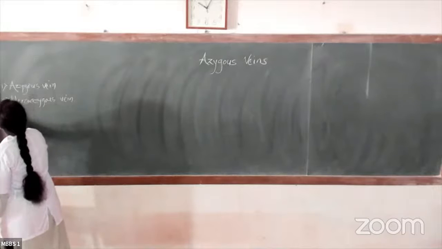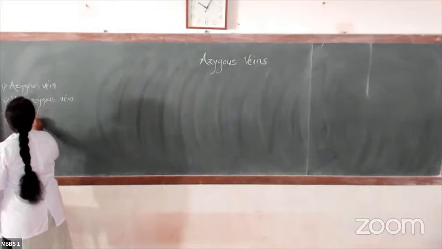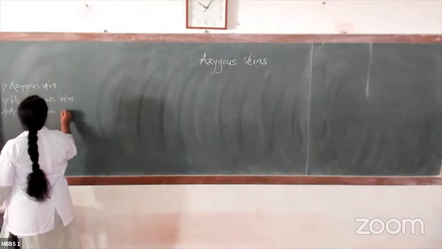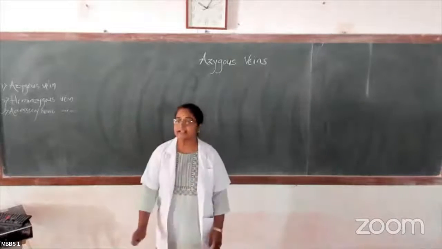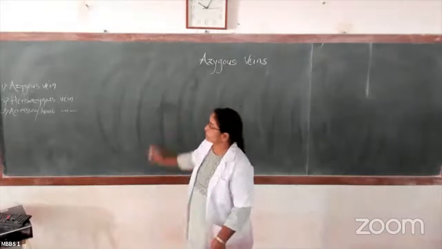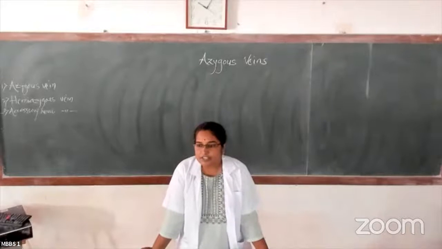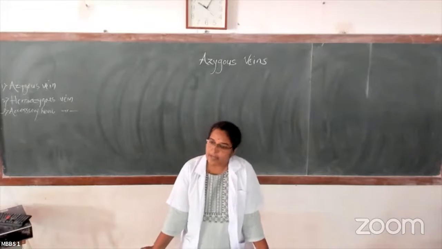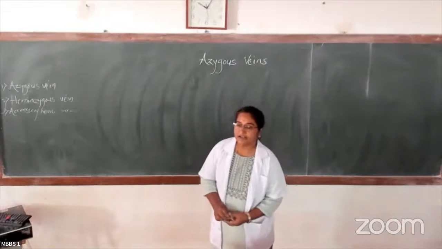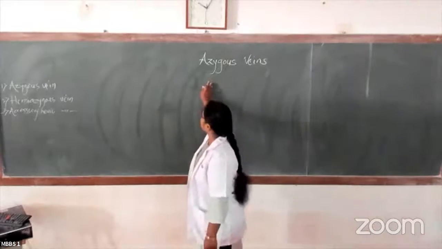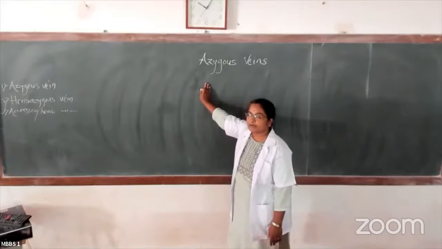and accessory hemiazygous vein. So this azygous, the word azygous means unpaired. So this system consists of those veins which are straddling course, paravertebral in position, and they are not having the corresponding arteries. Now these veins are provided with valves, and sometimes they may appear tortuous.